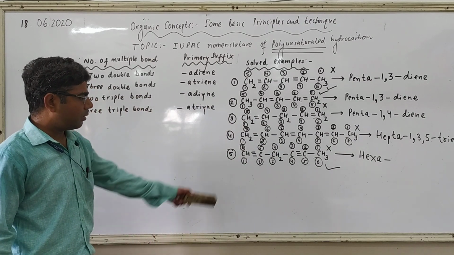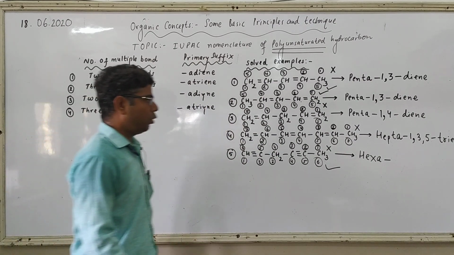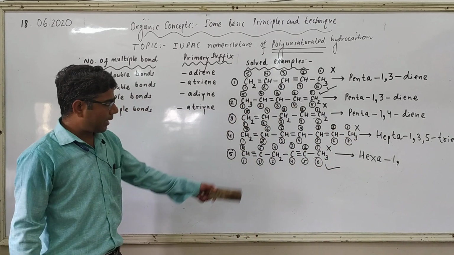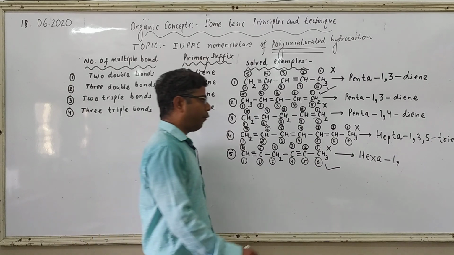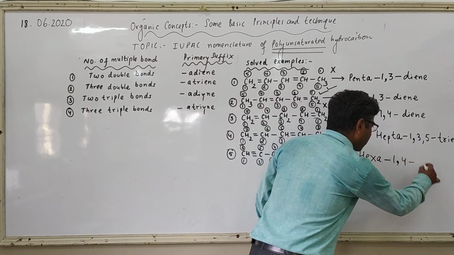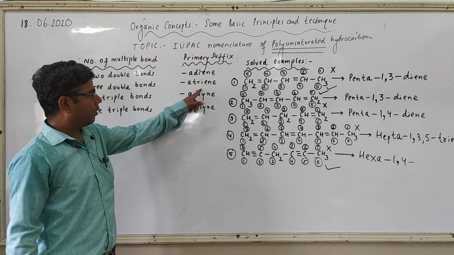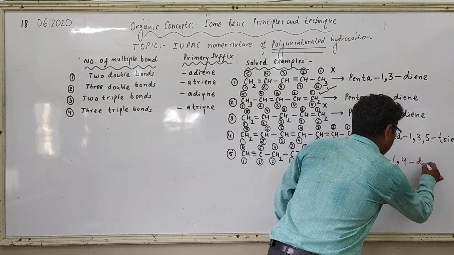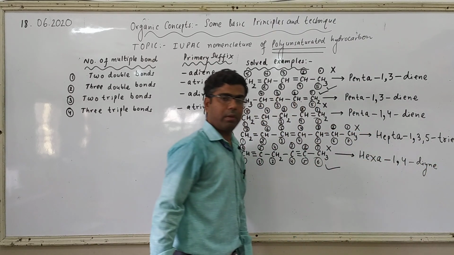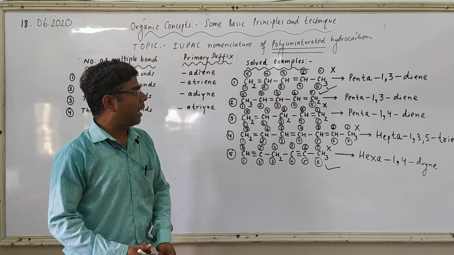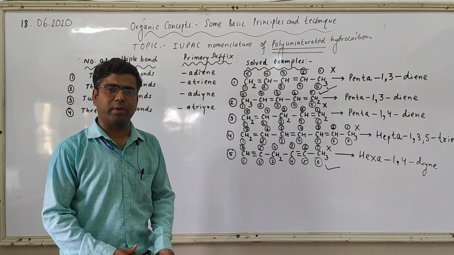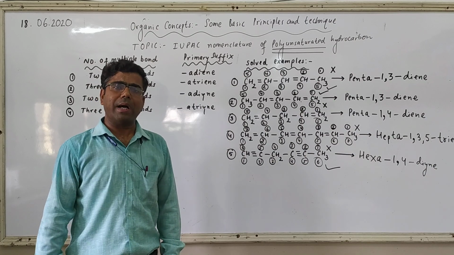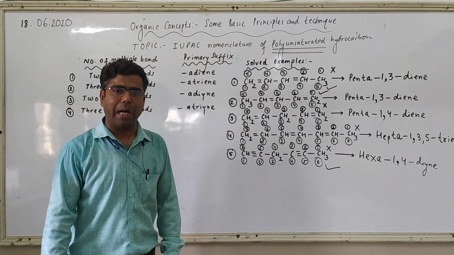Position of the triple bonds. First triple bond between 1 and 2, use the lowest number 1, 1, then comma. Second triple bond between 4 and 5, use the lowest number 4, 4, dash. It will be diyne. So here it is done. So it is all about the IUPAC nomenclature of polyunsaturated hydrocarbons. In next lecture, we will talk about IUPAC nomenclature of branched chain hydrocarbons. Thank you.